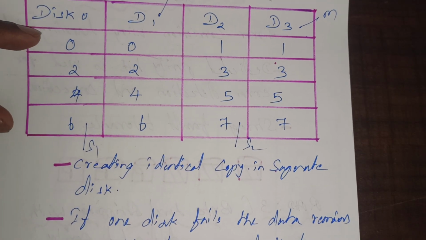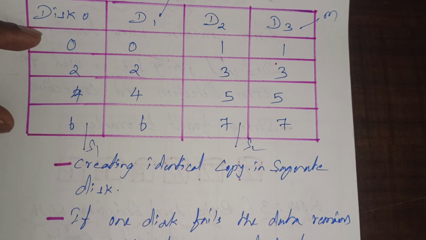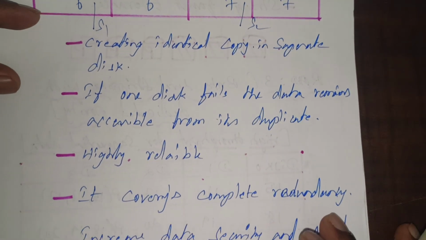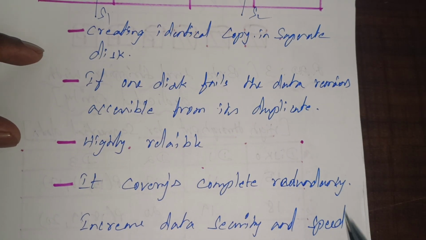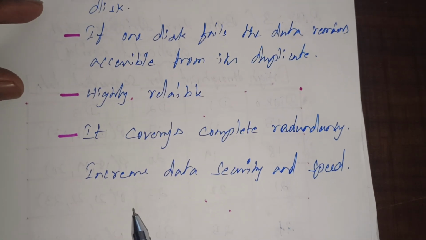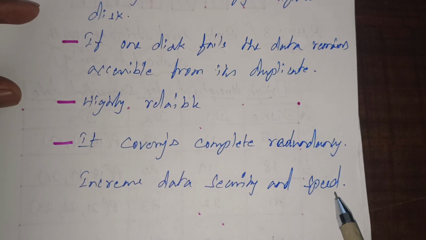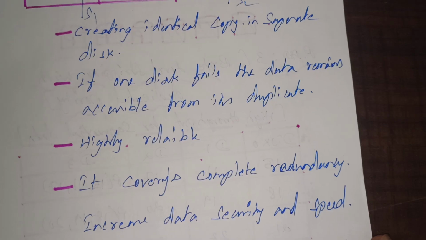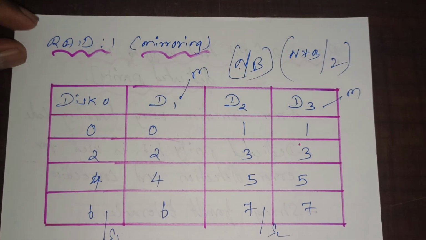However, this particular mirroring is very useful when data is lost. I hope you understand this process. It also covers complete redundancy. It increases the data security as well as the speed. So this is how RAID 1 actually works.